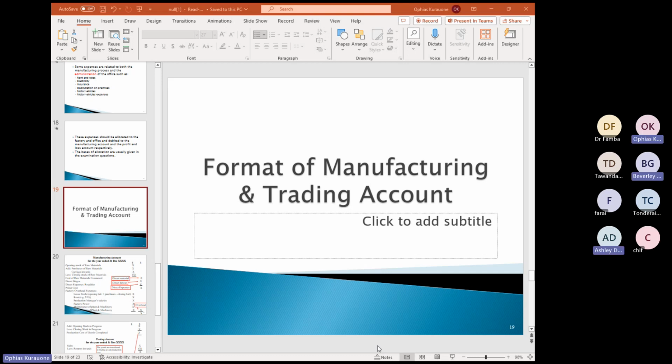All right, a manufacturing account. But we set up a format here, so then you understand. We're just looking at the basics, the keywords, so that when you meet them in the format, you can understand what they mean. And how do we classify those costs? Like I said, costs can be classified as direct or indirect.